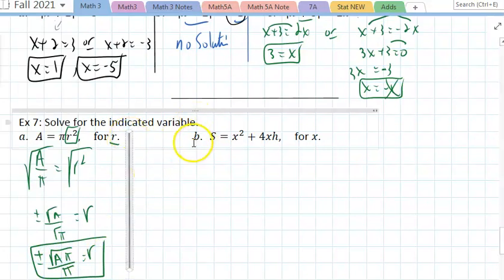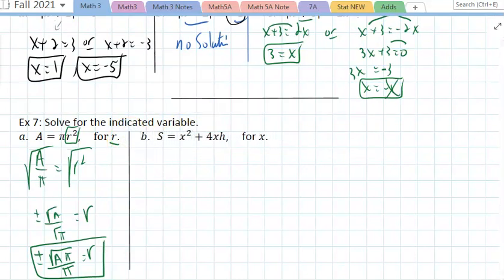Part B is a bit of a challenge. I want to solve for x. I would complete the square. S plus a number equals x squared plus 4hx plus a number. Keep in mind in this case, the challenge, there's x. That's a 1, so that's good. I can complete the square. The number in front of x is 4h.